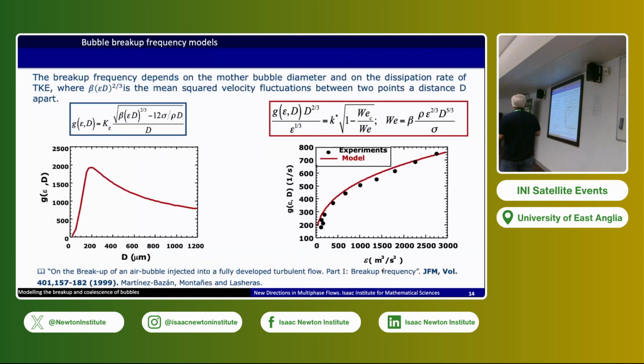We proposed a simplified model where the breakup frequency was just a function of the balance between the turbulent stresses and the confining stresses due to surface tension. We have here the experimental data and the model, which match very well. But at that point, we proposed a dimensional model, and later on, we modified the model, making it dimensionless. We can make the breakup frequency dimensionless with the turnover time of the eddies, and basically the dimensionless breakup frequency is just a function of the Weber number of the bubbles.